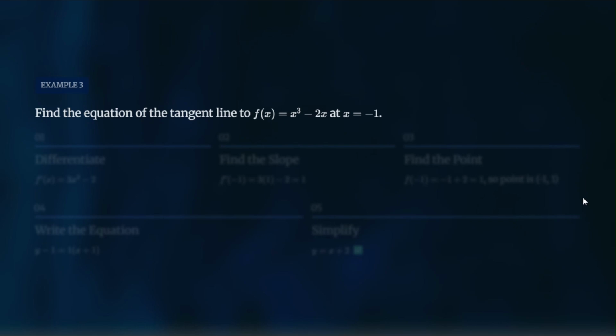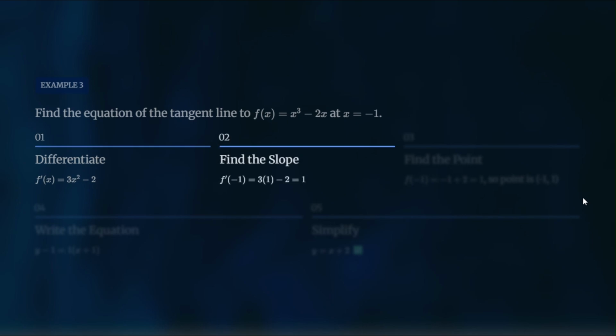In example 3, we'll find the equation of the tangent line to f of x equals x cubed minus 2x at the point x equals negative 1. The same process applies with negative x values. So first we'll differentiate. f prime of x will be equal to 3x squared minus 2. Then we'll find the slope by substituting x equals negative 1 into our derivative. So f prime of negative 1 will be equal to 3 times 1 minus 2, which is 1.